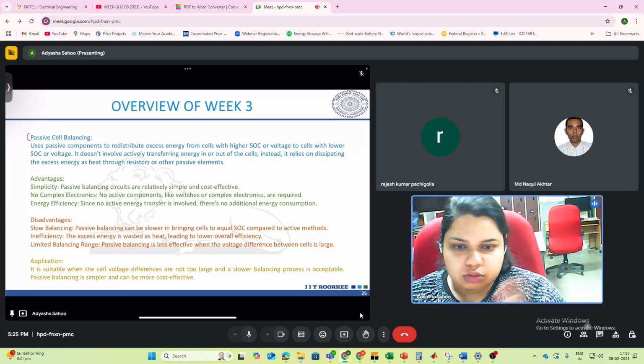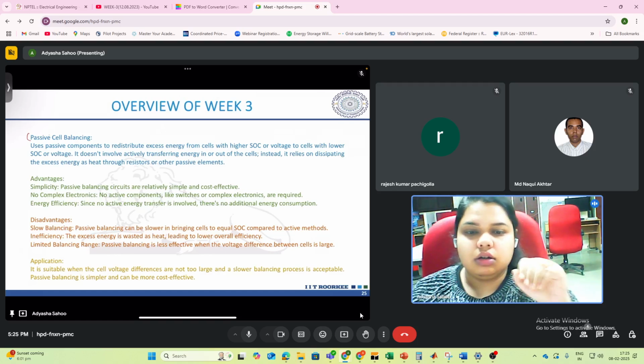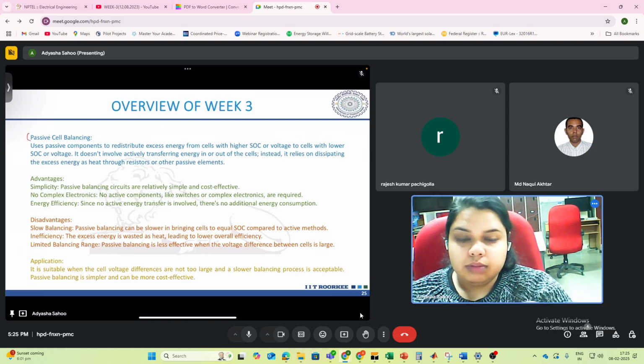So let's say there are two batteries of 50% and 60%. We will discharge the cell which has 60% SOC to 50% SOC so that both the cells have the same SOC. We do that by discharging the higher SOC battery through external resistors, by connecting an external resistor across the higher SOC battery and discharging it.